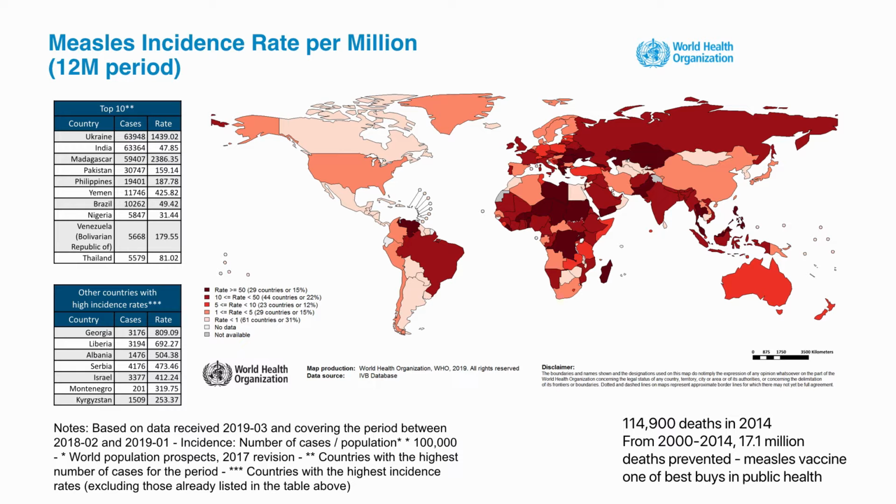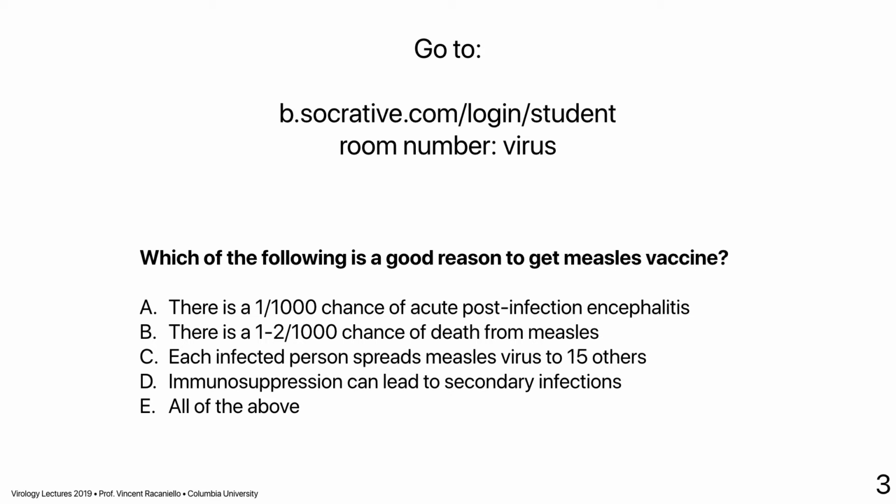So in 2014 alone, we prevented 115,000 deaths from measles by vaccinating. In this 14-year period, we prevented 16 million deaths. And I like to say this is one of the best buys in public health. Yet it's the target of people who don't want to be vaccinated. I'm completely baffled. All right, the next question. Which of the following is a good reason to get measles vaccine?